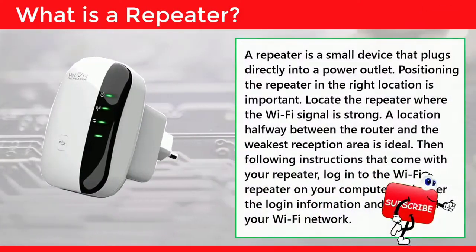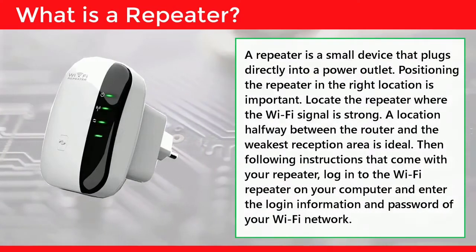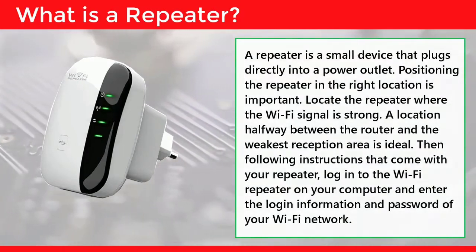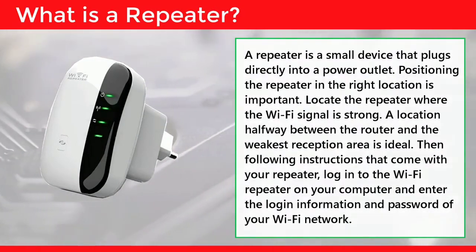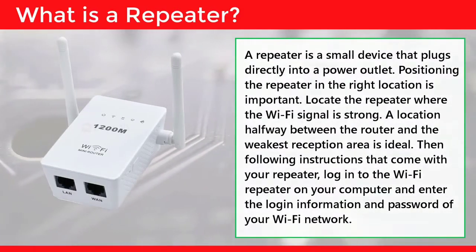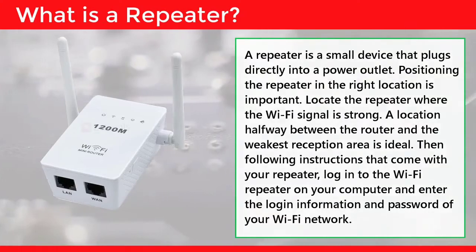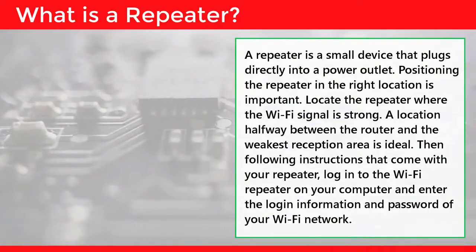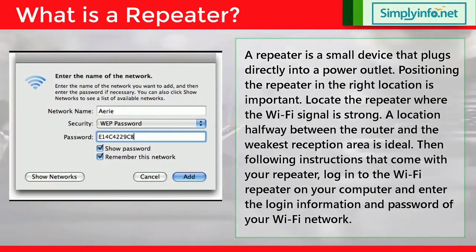A repeater is a small device that plugs directly into a power outlet. Positioning the repeater in the right location is important. Locate the repeater where the Wi-Fi signal is strong. A location halfway between the router and the weakest reception area is ideal. Then, following the instructions that come with your repeater, log into the Wi-Fi repeater on your computer and enter the login information and password of your Wi-Fi network.